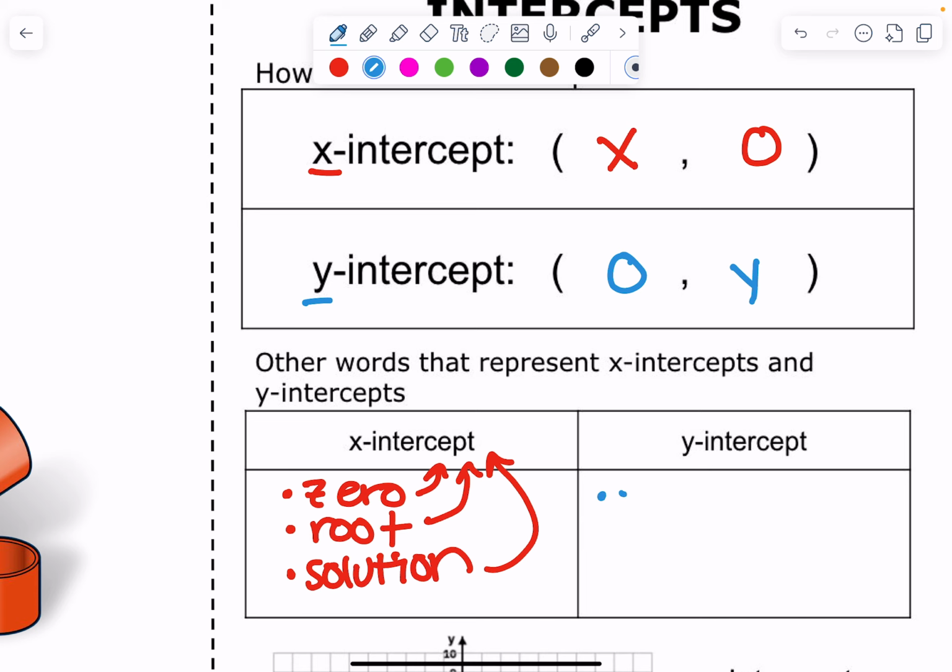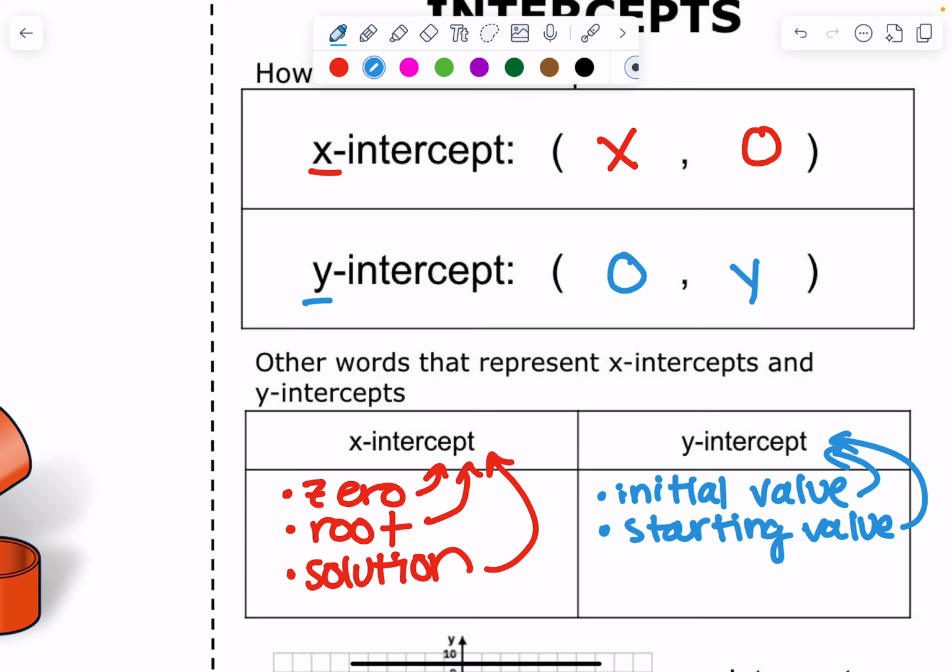For my y-intercept, we have initial value. Then we have starting value. Those both mean y-intercept.